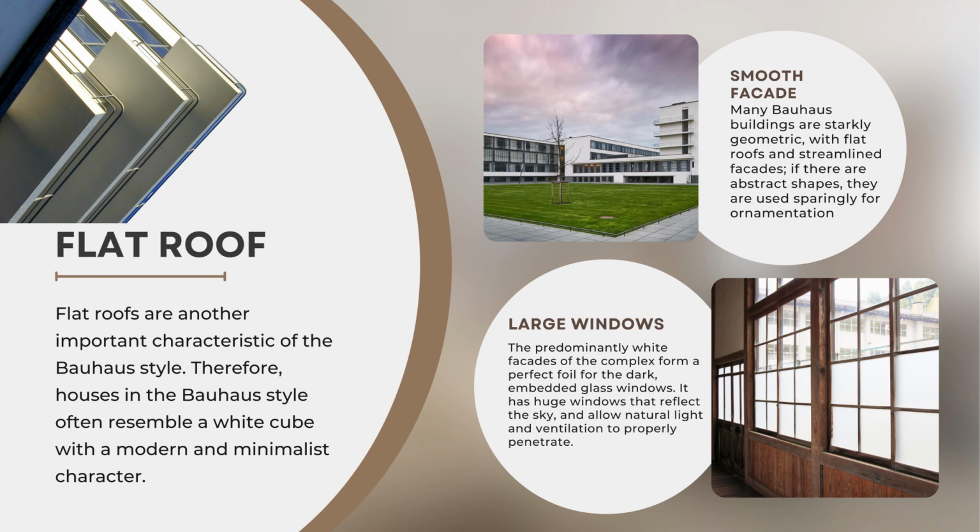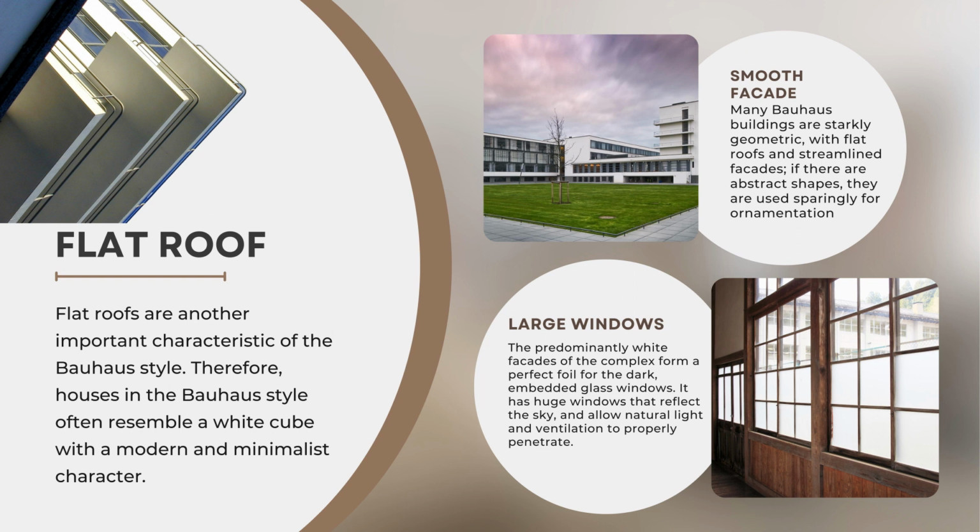A smooth facade. Bauhaus architecture primarily uses functional shapes like squares, triangles, and circles, with little in the way of embellishment. Many Bauhaus buildings are starkly geometric, with flat roofs and streamlined facades. If there are abstract shapes, they are used sparingly for ornamentation. Furthermore, it has smooth and uniform wall surfaces.